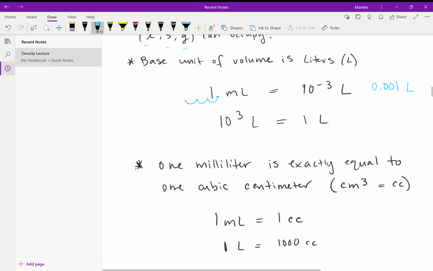And here 10 to the third milliliter, sorry, this is supposed to say milliliter, is equal to 1 liter. So our decimal point is here. We move it 3 times, 1, 2, 3. There we'll have 1,000. 1,000 milliliters is equal to 1 liter.